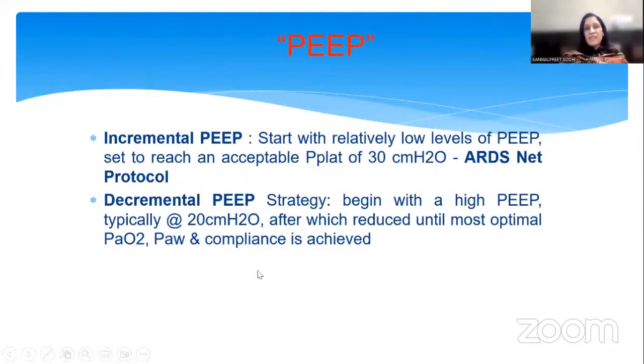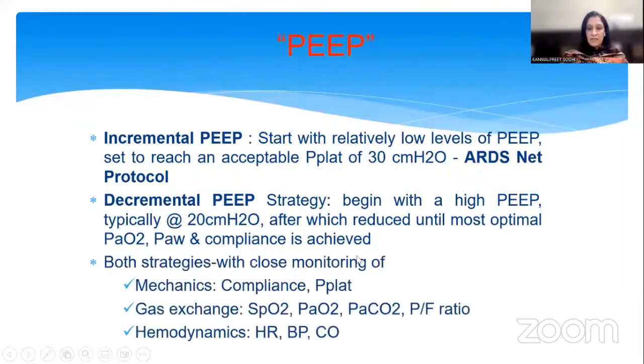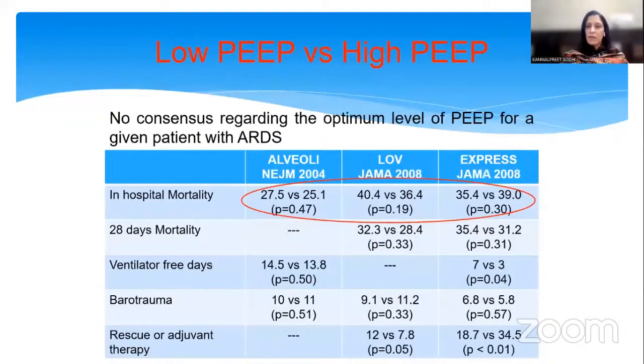In the decremental PEEP strategy, we begin with a higher PEEP, say 20 centimeters of water, and start decreasing the PEEP until the most optimal oxygenation, peak airway pressure, and compliance are achieved. Both strategies have to be done with close monitoring of the lung mechanics, including the compliance and the plateau pressures. Gas exchange has to be monitored. We have to set target SpO2, PaO2, and PaCO2 levels, and hemodynamics have to be monitored because PEEP is one thing which affects the hemodynamics a lot.